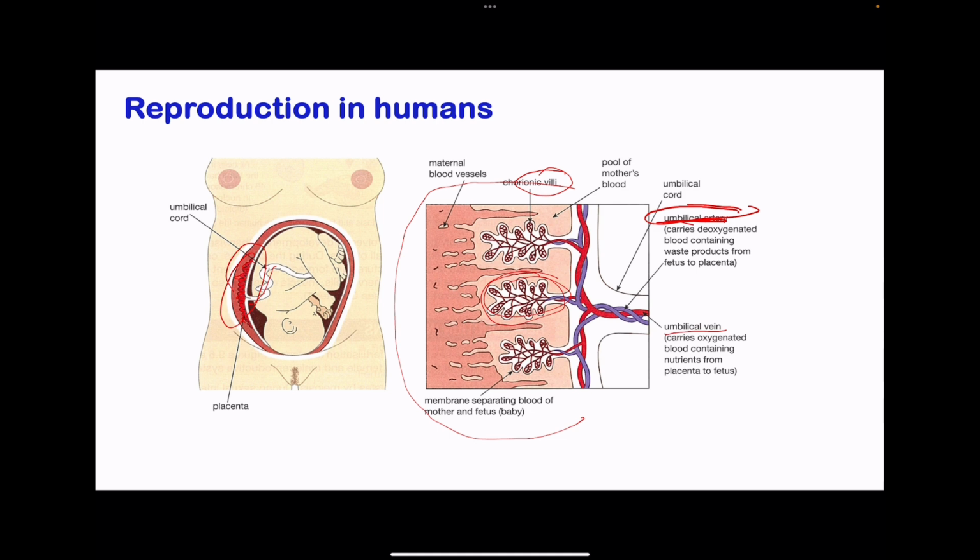And once the baby is born, the afterbirth, which is the placenta, as well as the tissues or membrane surrounding the baby, is going to be delivered as well.